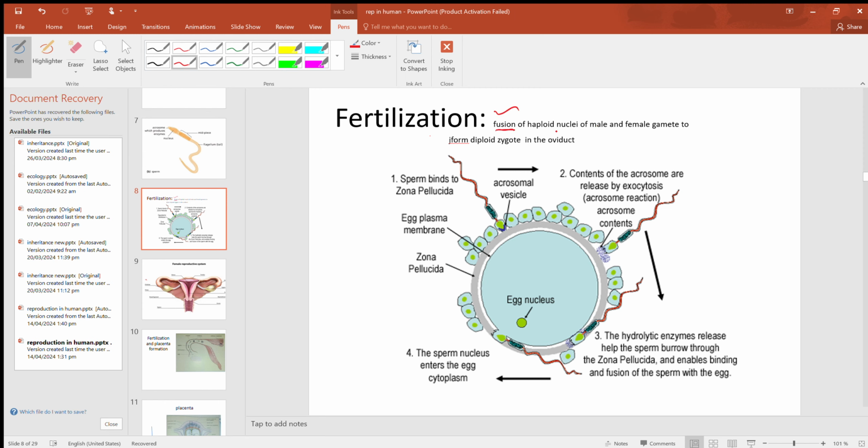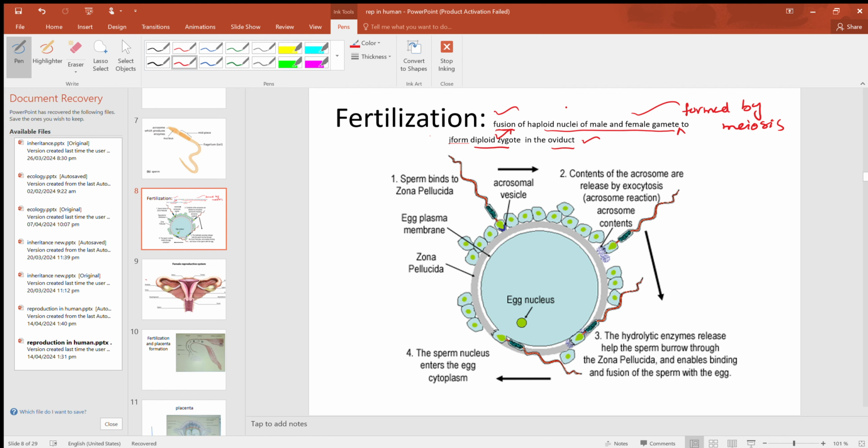Fusion of haploid nuclei of male and female gametes formed by meiosis. Meiosis is a type of cell division. To form a diploid zygote, and this process happens in the oviduct, is called fertilization.